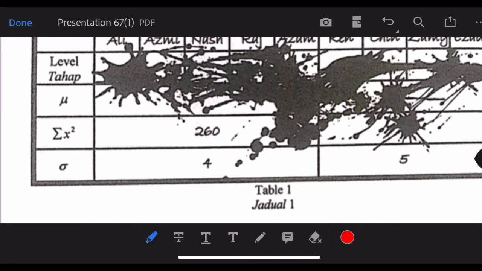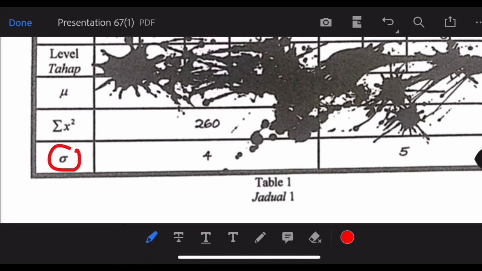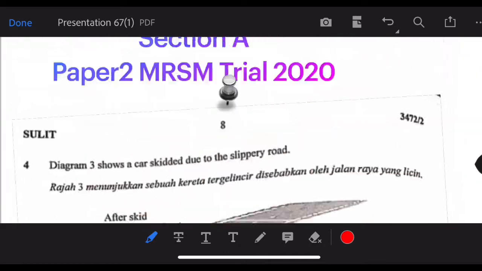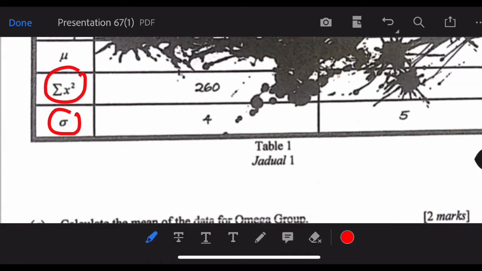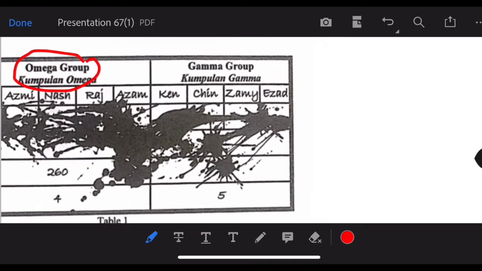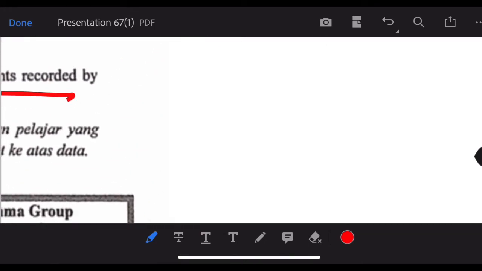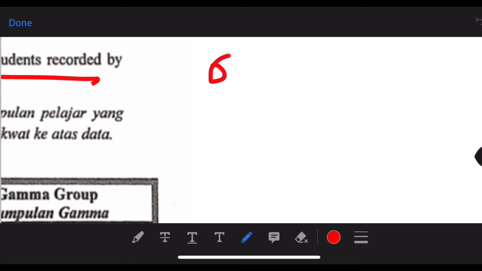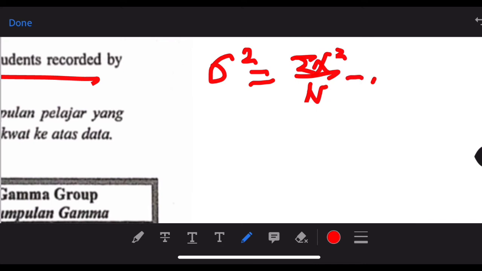So when we see we have standard deviation and sum of data square, we will use the variance formula, right? So let's use the variance formula. What is the formula for variance? Variance is actually standard deviation square, right? So we will take the standard deviation with square. Let's write down: this is the variance, sum of data square over n minus mean square.